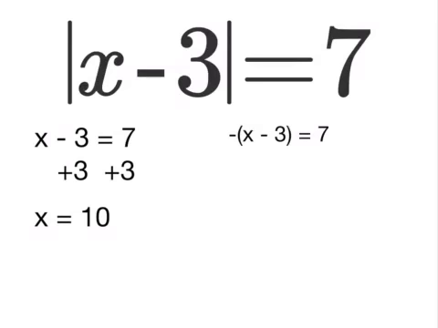Now the other version is where we have to take the negative version of this equation. In this case, negative (x minus 3) equals 7, or as we would normally write it, negative x plus 3 equals 7. At that point, we subtract 3 from both sides instead of adding. Negative x equals 4, which means x actually equals negative 4.